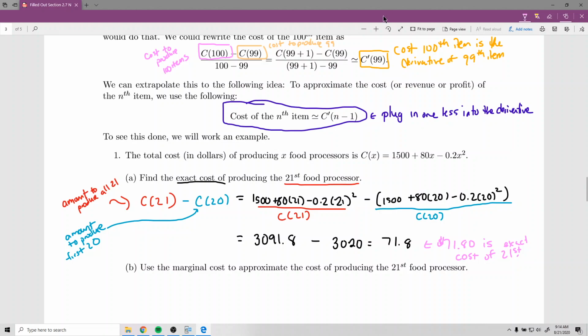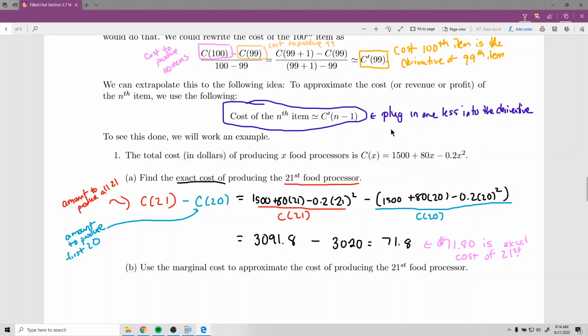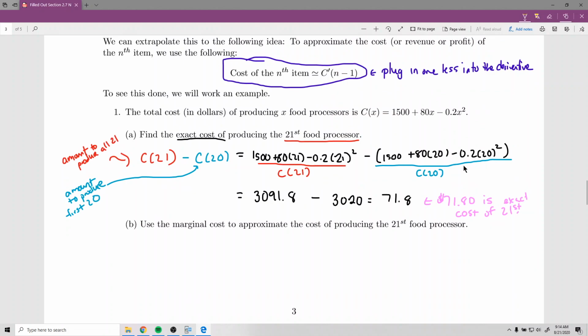All right, so that's one way to do it. Now, because you are still relatively new at derivatives, maybe doing the derivative of this isn't super quick, but once you get a lot of practice in, doing the derivative of this and plugging it in is a lot quicker than actually doing this. It's also much quicker for computers. So we want to use the marginal cost to approximate the 21st item.